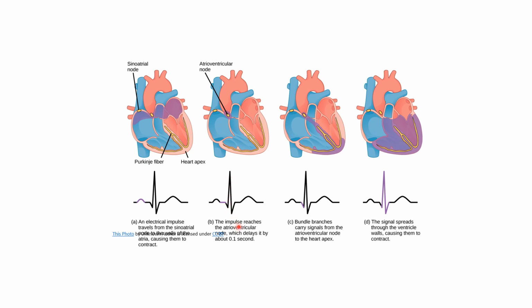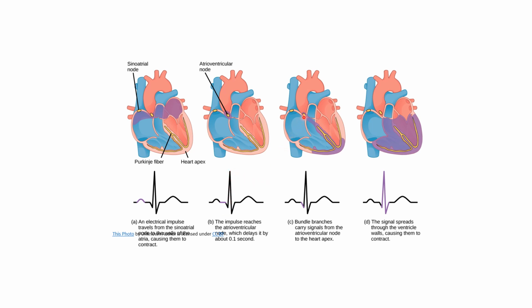So, when the impulse reaches the AV node, it gets delayed by 0.1 second. We get the PR segment there. There's a pause between atrial depolarization and ventricular depolarization. We can say the time pause we call the PR segment, the time in between atrial depolarization and ventricular depolarization.